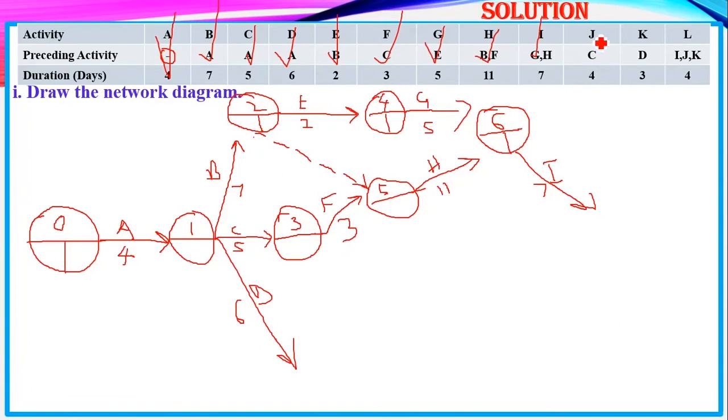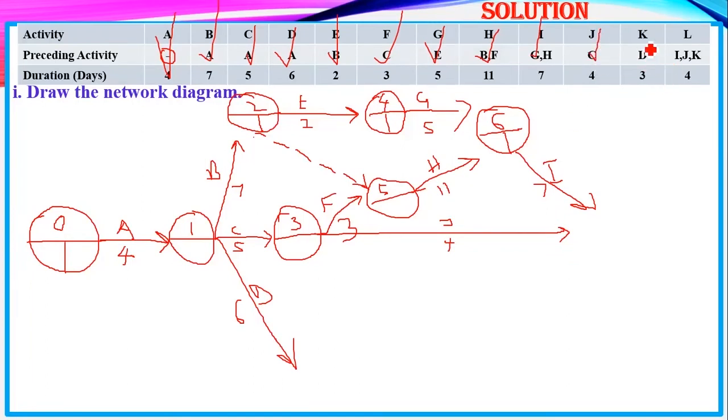Then C is connecting to J. That means you need to connect C here to J. You need to connect these to J. So call this J, and J is 4 days. So C is connected to J, 4 days. We are done with that.